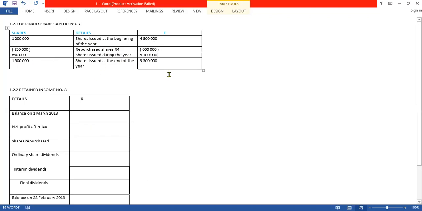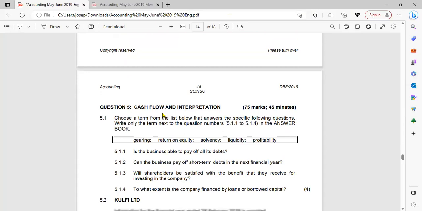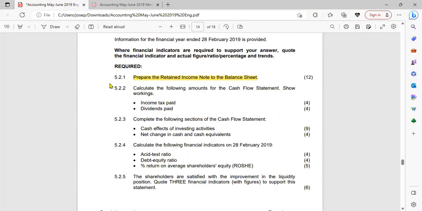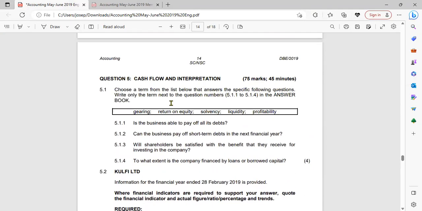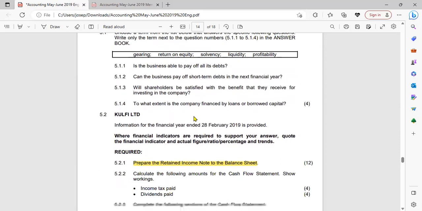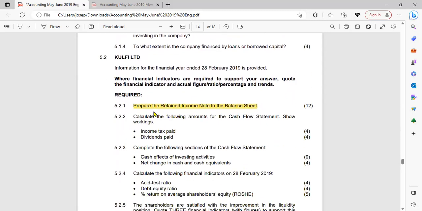So now that we are done with note number 7, ordinary share capital, I'm going to share my screen with you. Doing this one, I've highlighted retained income. As I said, this is the 2019 question paper, so it does not have paper 1 and paper 2. It is just a 300 marks question paper. So I've highlighted this one as we're going to focus on it.